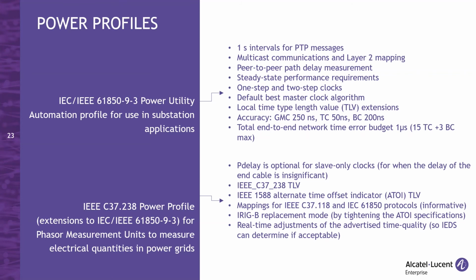IEC/IEEE 61850-9-3 defines a power utility automation profile for use in substation applications. This profile, among other parameters, defines peer-to-peer delay measurement profile. It defines also accuracy of different clocks in the network, and it defines maximum time error budget of 1 microsecond, meaning there should be no more than 15 transparent clocks and 3 boundary clocks in line.